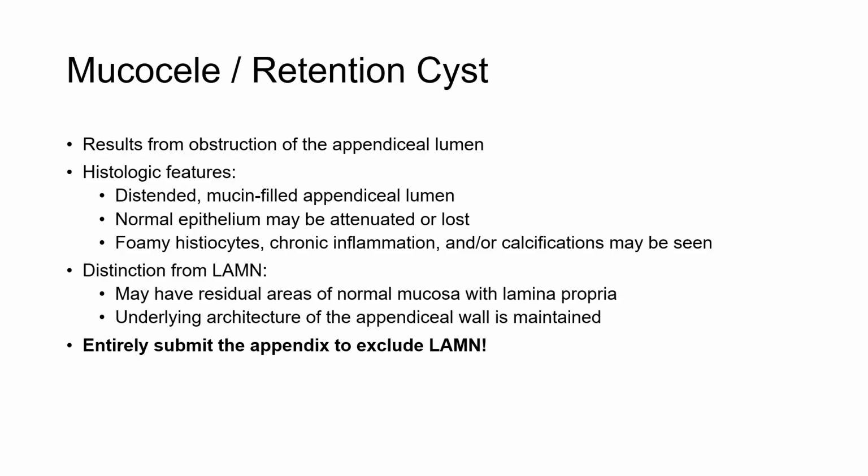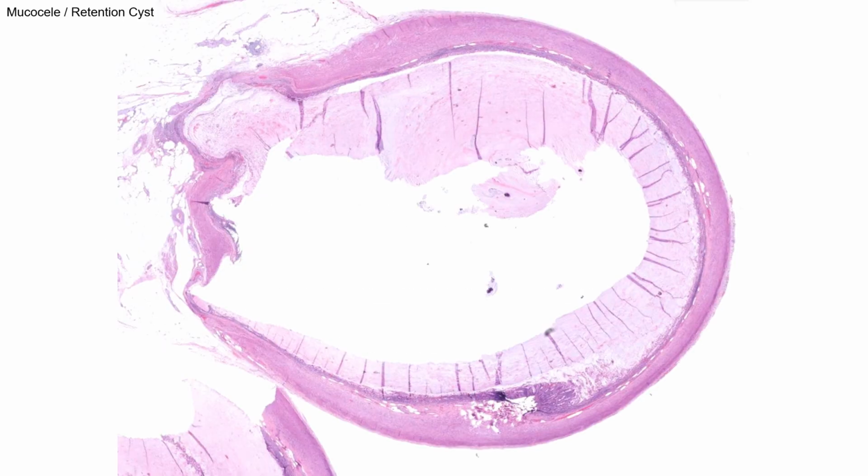But in these settings, we do want to submit the entire appendix to make sure we're not missing a Lamin that's become partially denuded. So here we can see an example of a mucocele or retention cyst at very low magnification. We can appreciate that the appendix is distended and filled by mucin in the lumen, and at the bottom we can appreciate some residual mucosa.